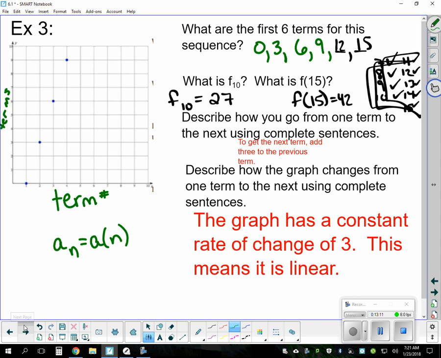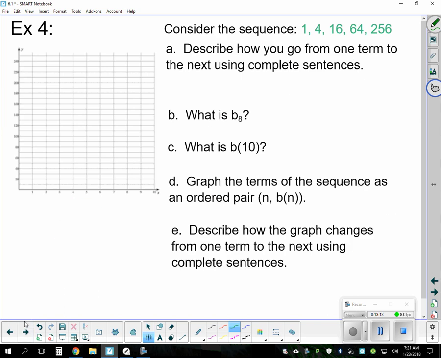All right, next example. Consider the sequence 1, 4, 16, 64, 256. So first they gave us a graph. That must mean they want us to plot it. So 1, our first term is 1. Well, if you look over here, what are you counting by on your y's? Don't say 20, because here's 20, but there's another space here, which means they're really counting by tens. They're just labeling every other line. So 1, 1 would be our first ordered pair.